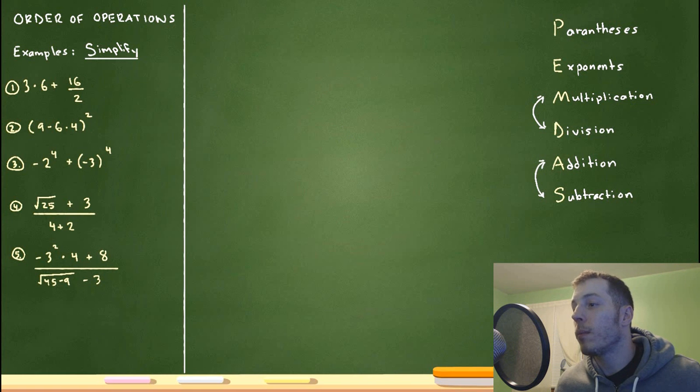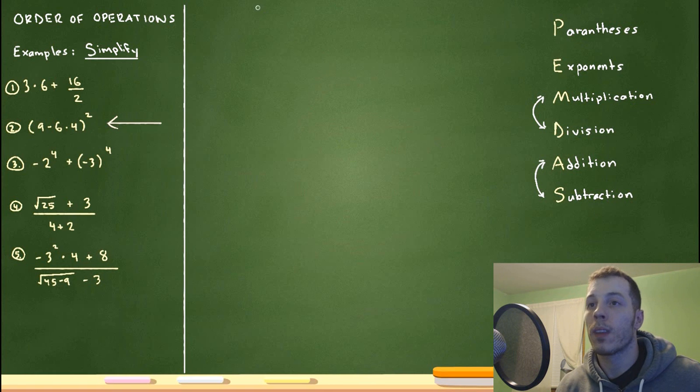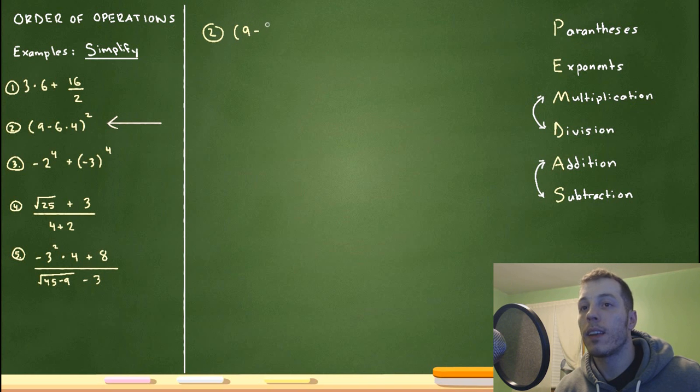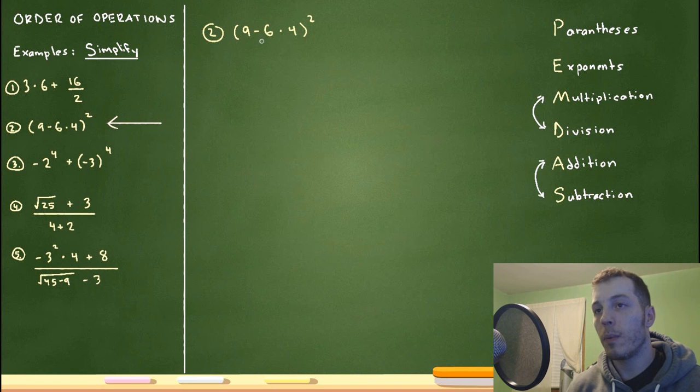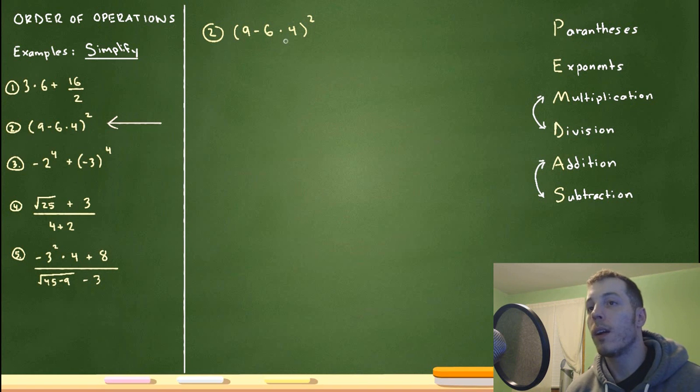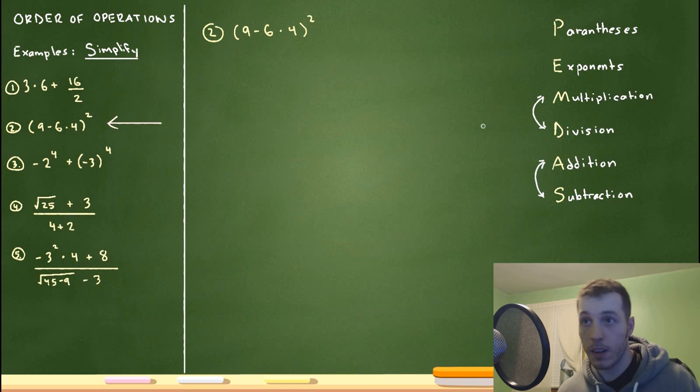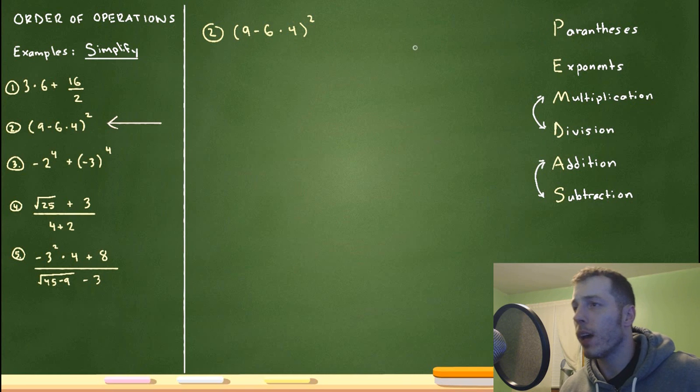Moving on to example number 2. This one's a bit trickier. Write down 2. We have 9 minus 6 times 4, and all of this is being squared. Okay, so in this problem, we want to simplify this one here. We have this whole quantity being squared. So let's go through this list of order of operations here. We have parentheses to begin. Do we have any set of parentheses?